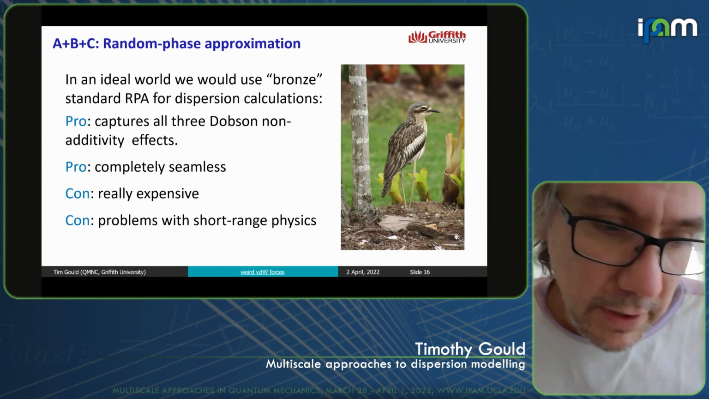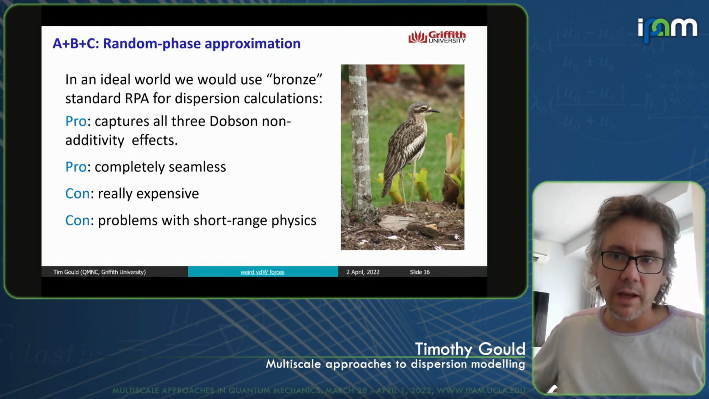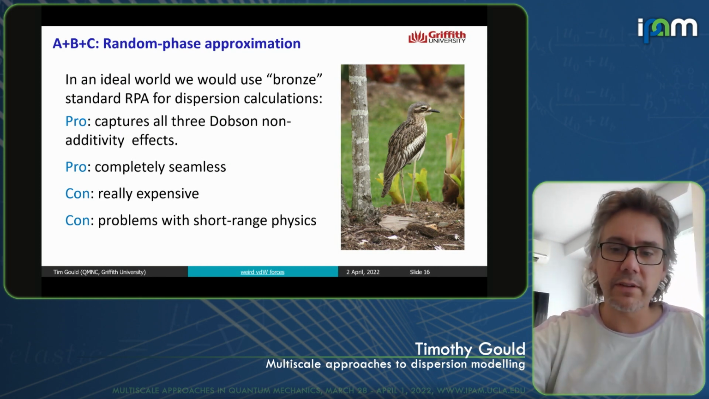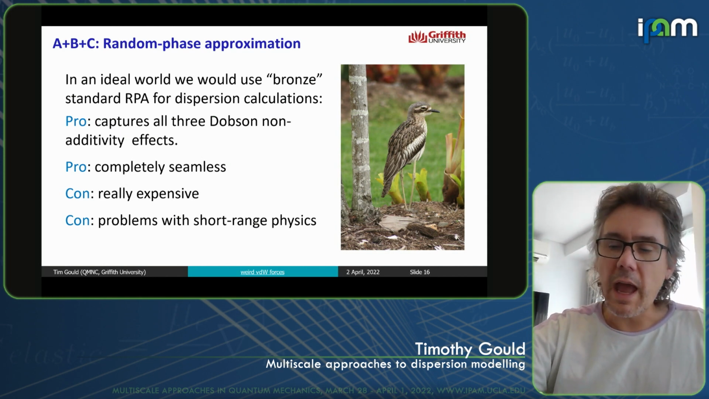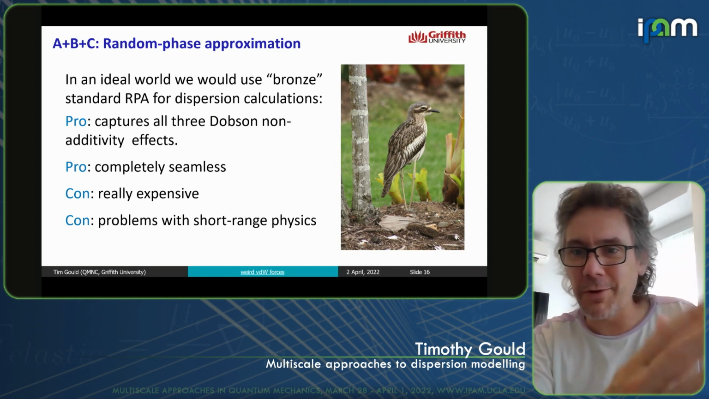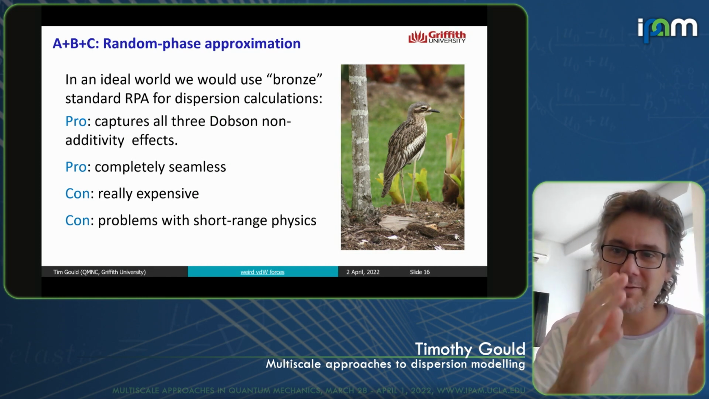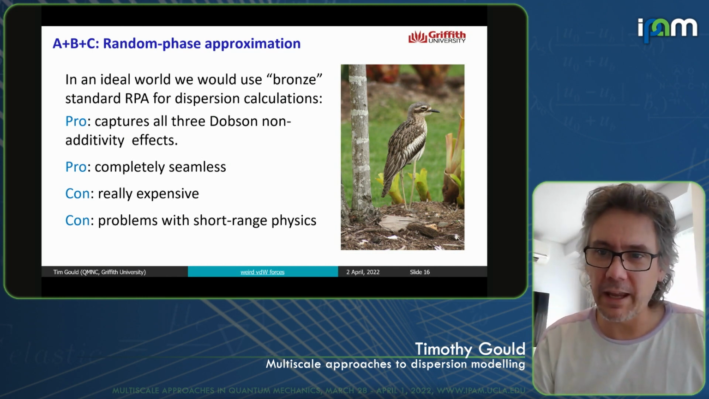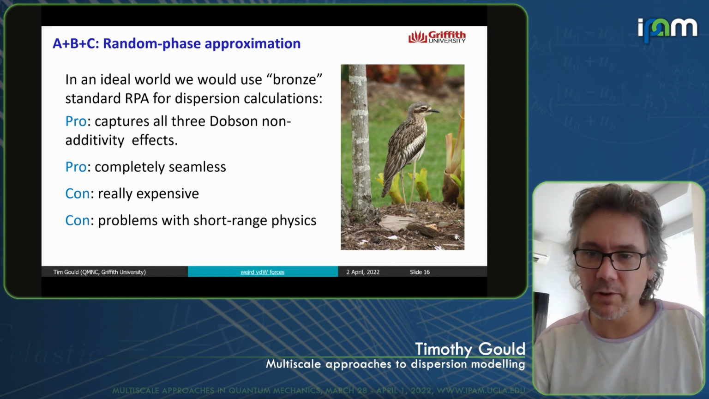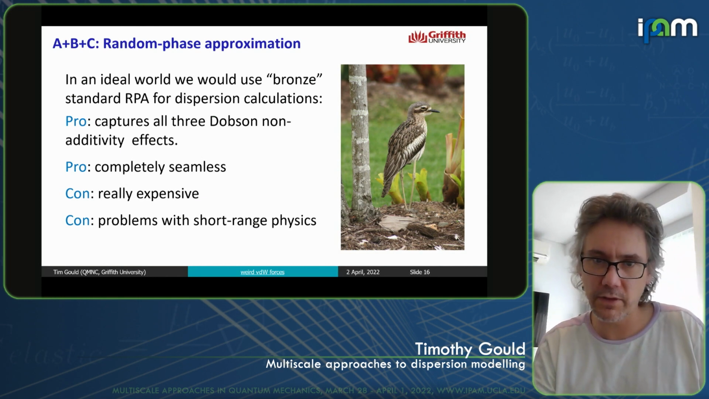So there is one method which does include everything. It doesn't include everything. It includes types A, B, and C, and that's the random phase approximation. I've used the random phase approximation before. That was an approximation to the random phase approximation based on tight binding. Here, I mean the true random phase approximation, in the sense that you actually take into account the proper electronic structure of your system.